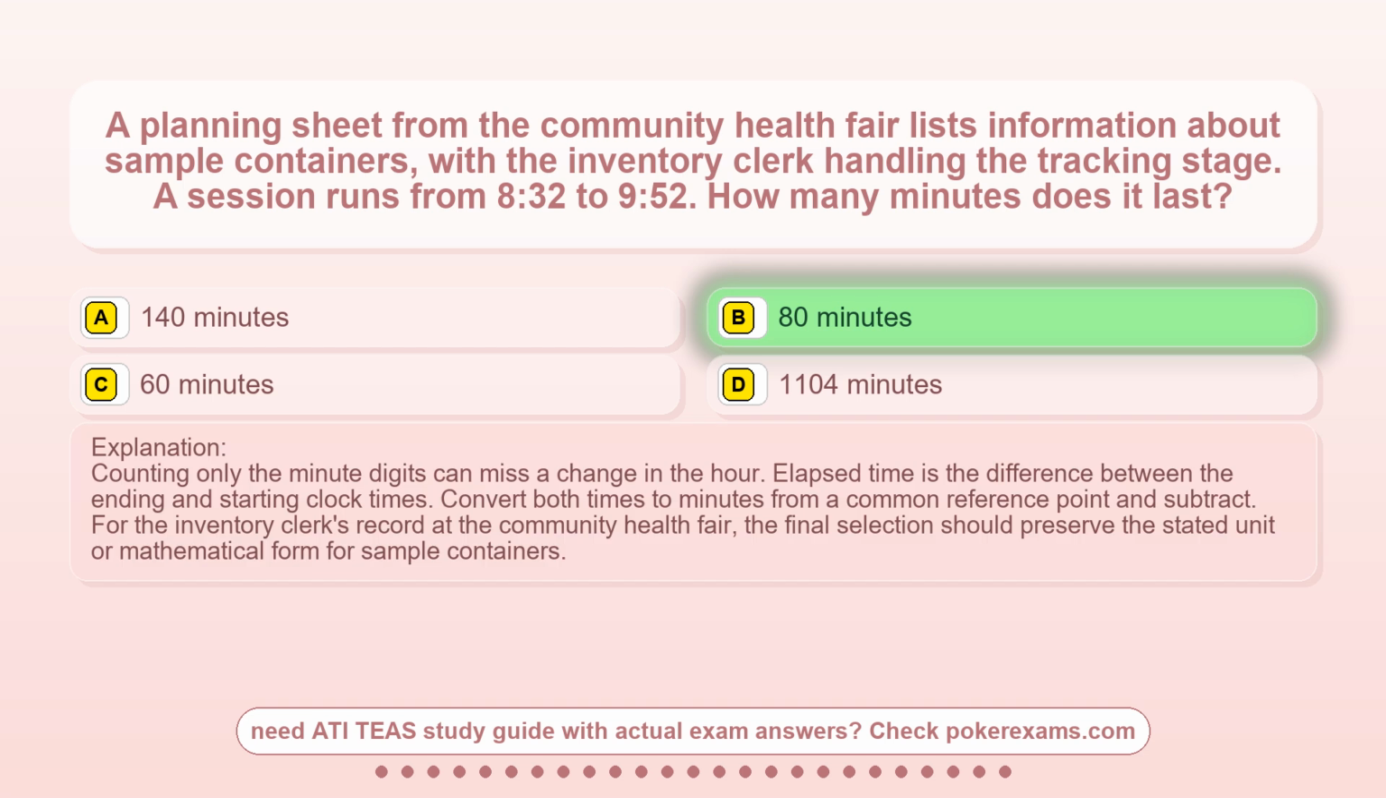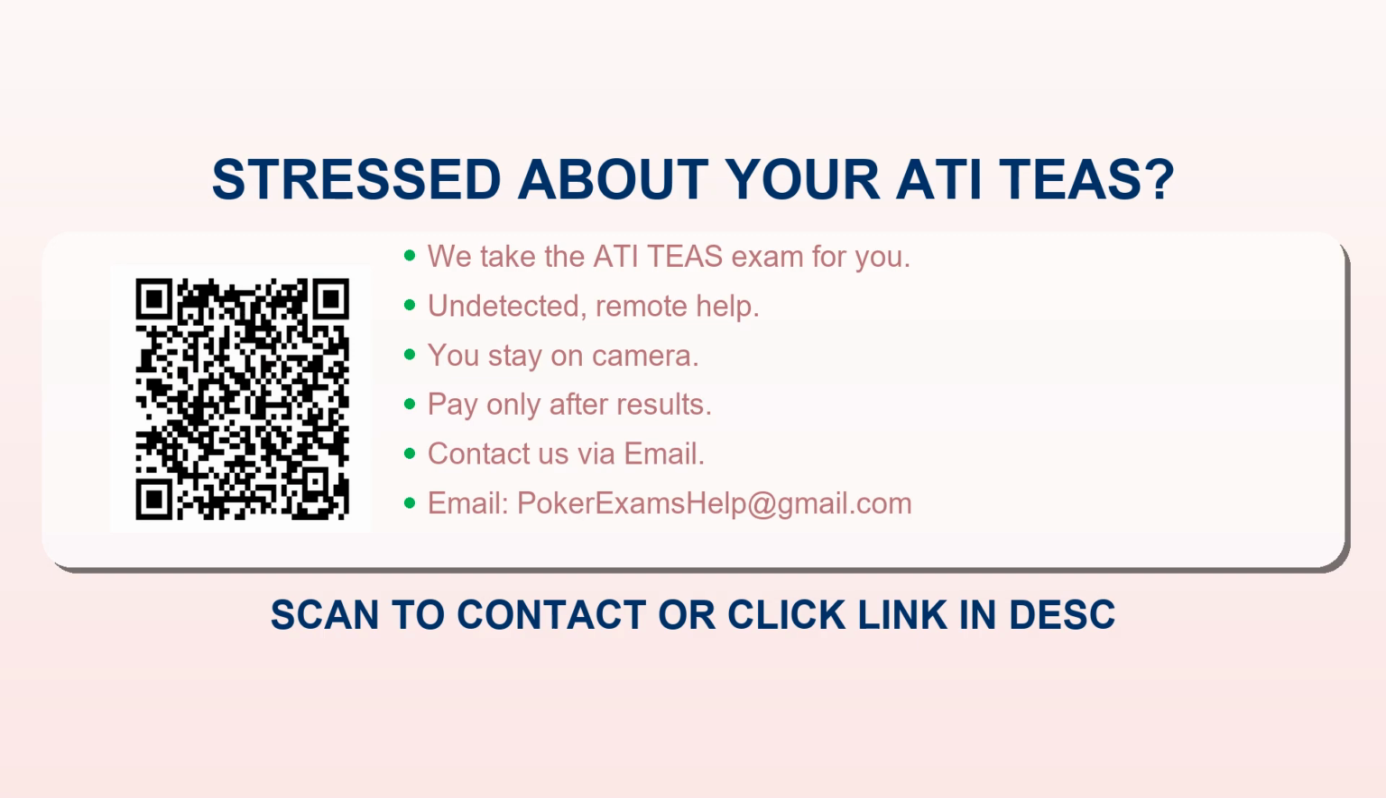Counting only the minute digits can miss a change in the hour. Elapsed time is the difference between the ending and starting clock times. Convert both times to minutes from a common reference point and subtract. For the inventory clerk's record at the community health fair, the final selection should preserve the stated unit or mathematical form for sample containers.